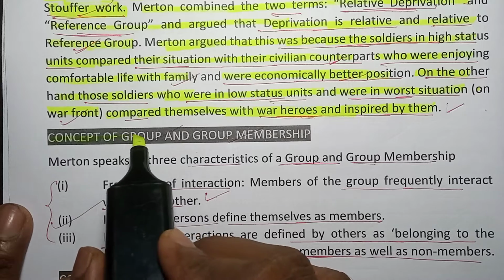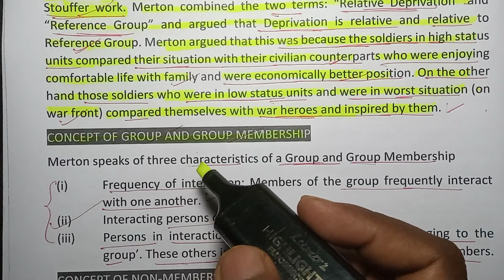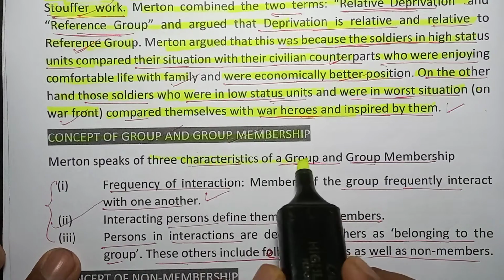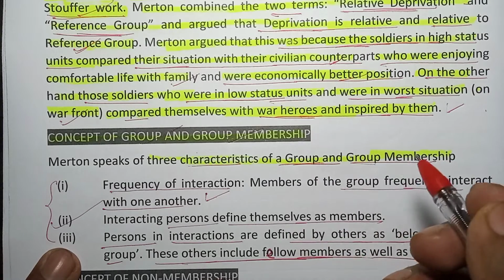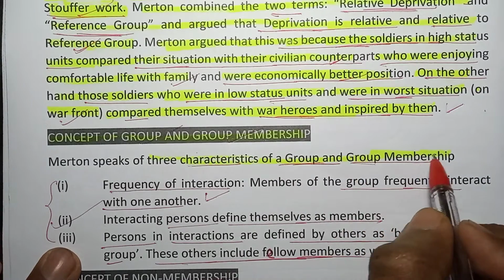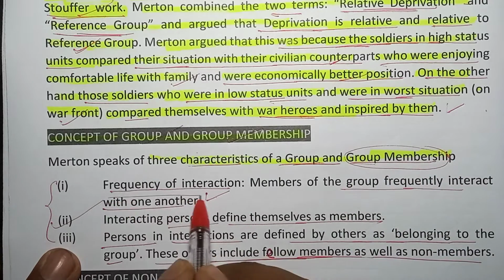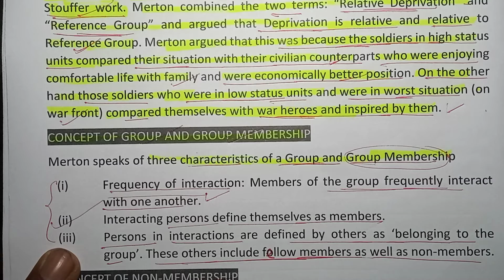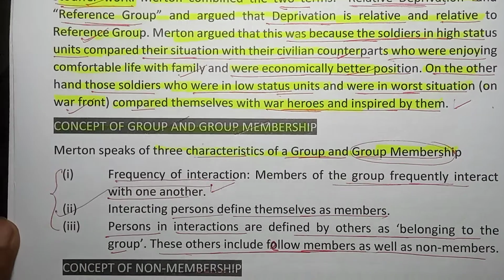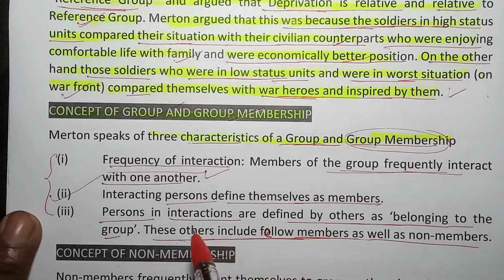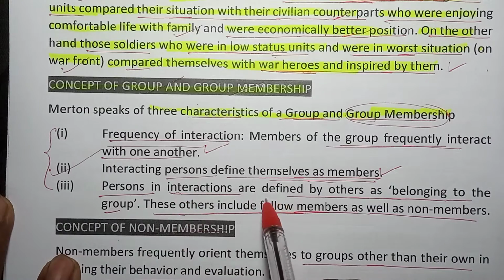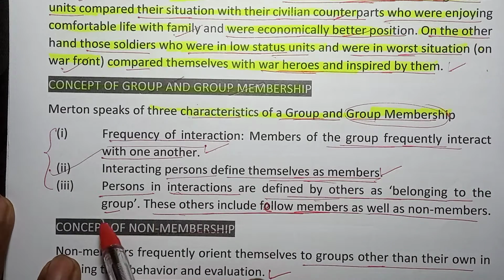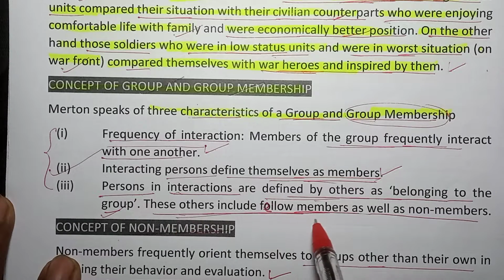Now come to the concept of group and group membership. Merton specified three characteristics of a group and group membership, meaning three characteristics of being part of a group. First, frequency of interaction: members of the group frequently interact with one another. Second, interacting persons define themselves as members. And third, persons in interaction are defined by others as belonging to the group. These others include fellow members as well as non-members.